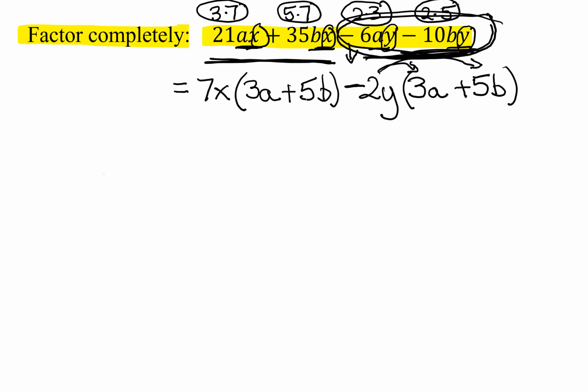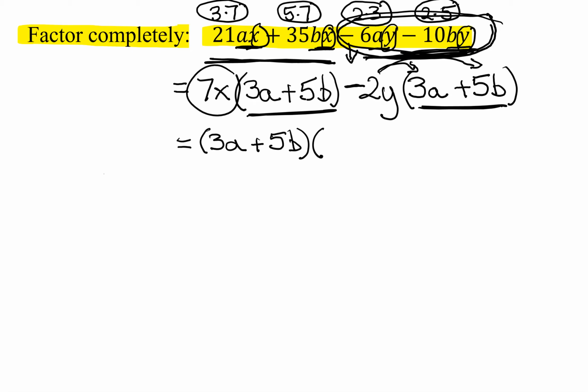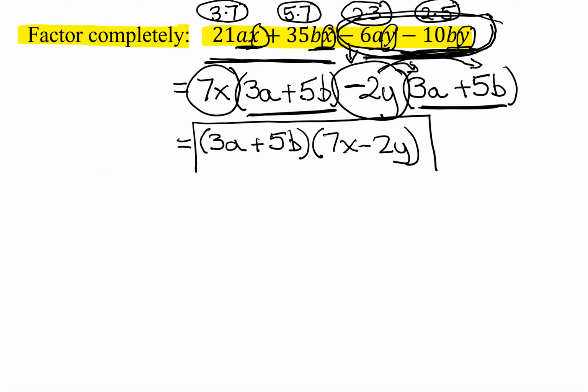So now we've done the first part of factoring by grouping, and factoring by grouping only works if this binomial is identical to that one. Are they the same? Yes, that is my common binomial factor. So I'm going to write 3a plus 5b. I'm going to factor that in front, and what does it leave behind? 7x minus 2y. And so now I have factored my polynomial, and that is the answer.